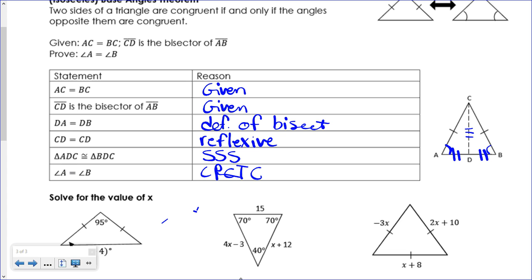Side-side-side for proving the full triangle is not there. We'll add it when we get it.